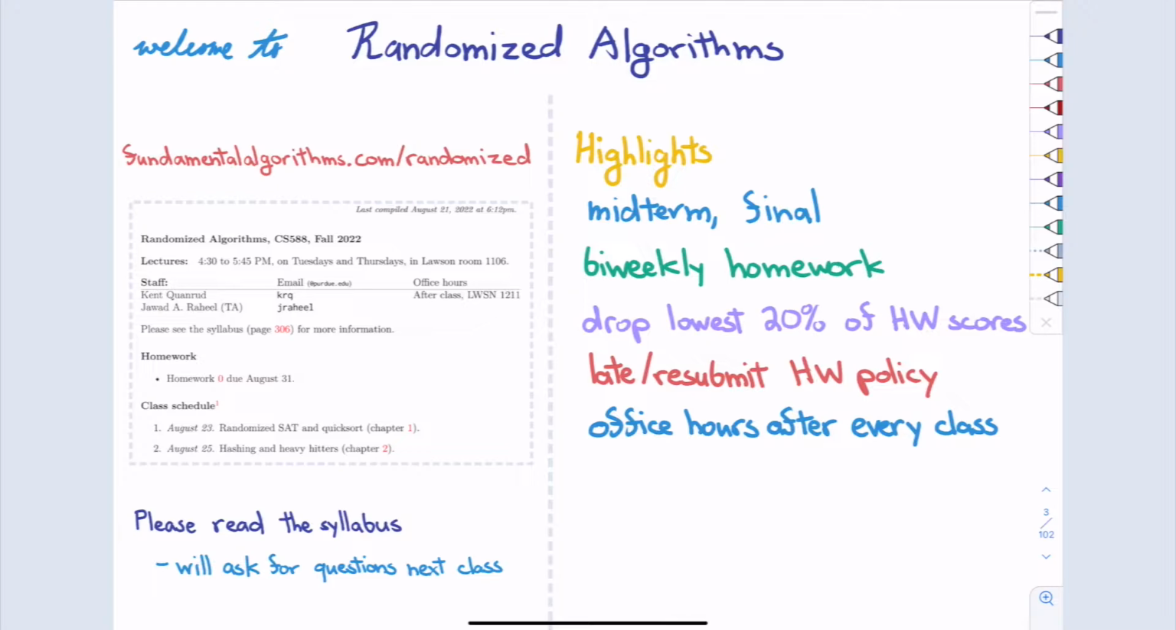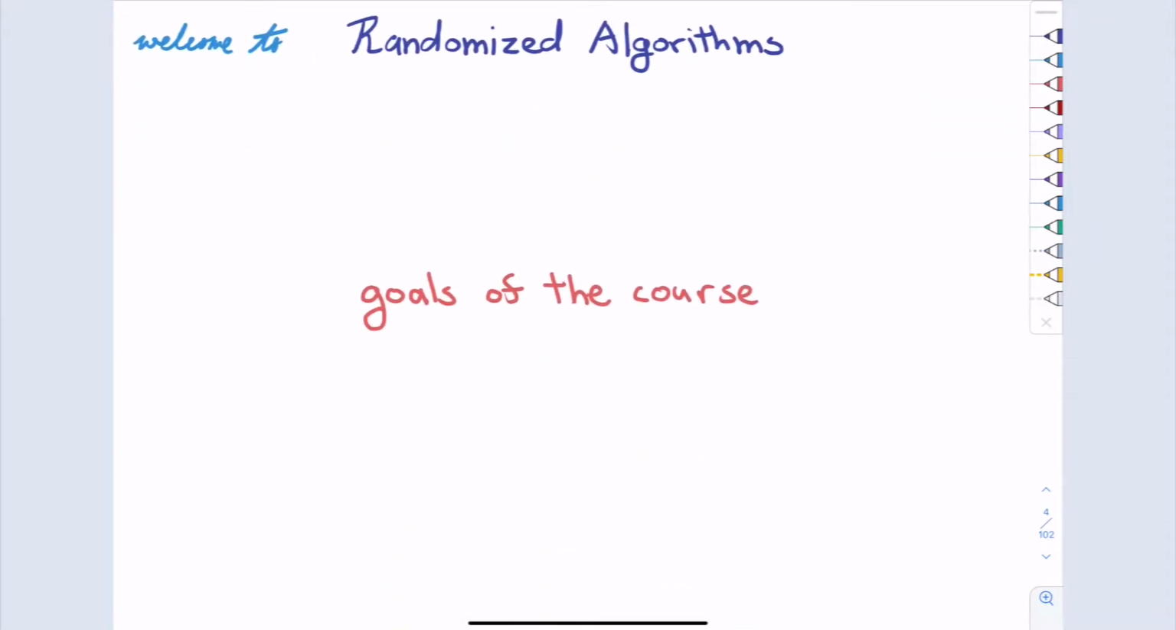Okay, I forgot to introduce myself. My name is Kent. What are the goals of the course? Always an important question. I guess step one is just to get better at basic probabilistic ideas and techniques, familiarize yourself with these things, and get proficient at doing some basic stuff. That kind of goes without saying.